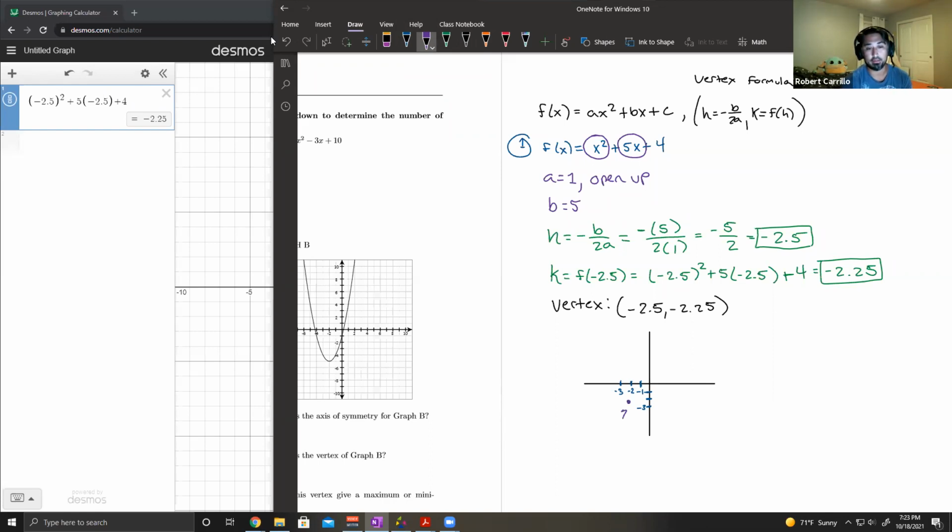There's my vertex. And since our parabola opens up, I am going to cross the x-axis twice. So we see that we have how many x-intercepts?